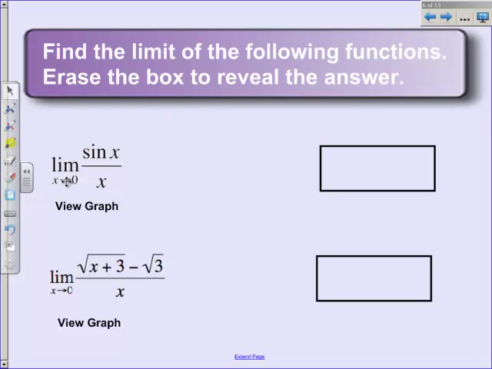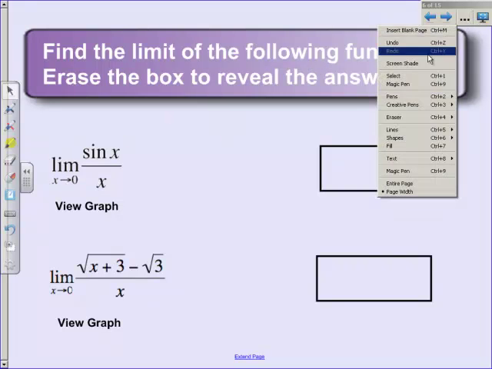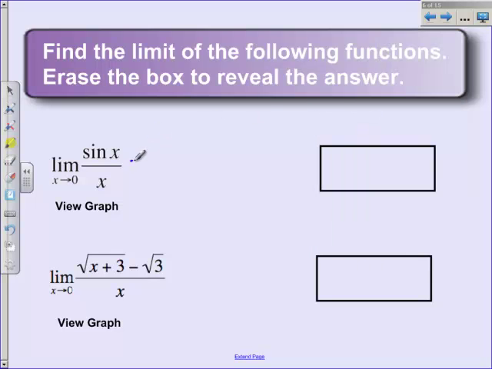We want to know the limit as x approaches 0 of sine of x over x. Now, if we were to plug in 0, we would get the sine of 0 over 0. And of course, the sine of 0 is 0. So this is, again, the indeterminate form. Now, in this example, I cannot factor this. So let's see if we can't look at this graphically.